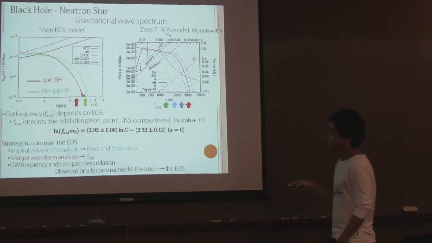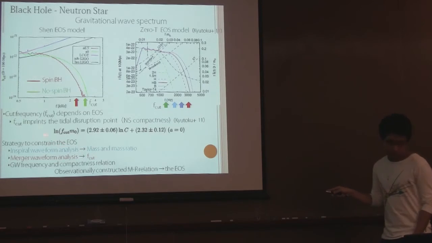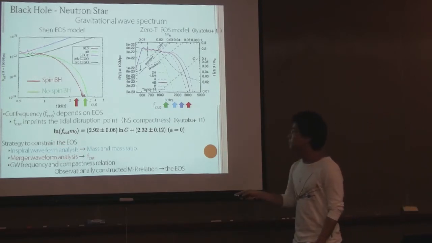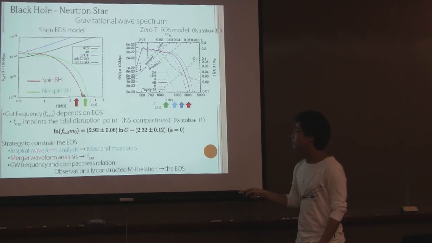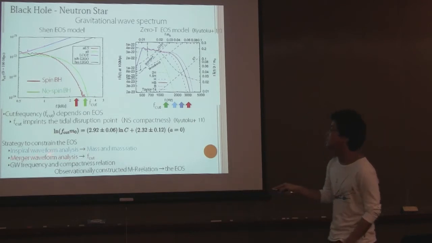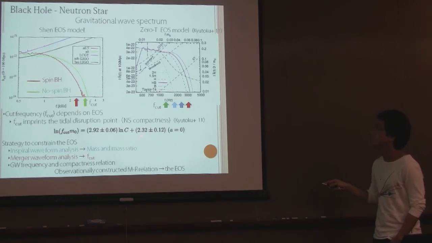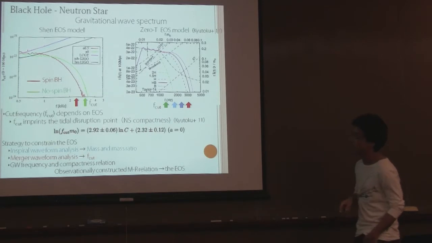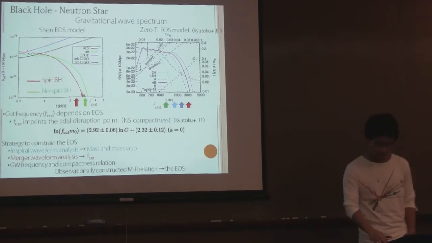So the strategy to construct the equation of state is very similar to the binary neutron star case, combining the information from the inspiral waveforms and the merger waveforms, and you can estimate the compactness or neutron star radius by using these relations. Okay.